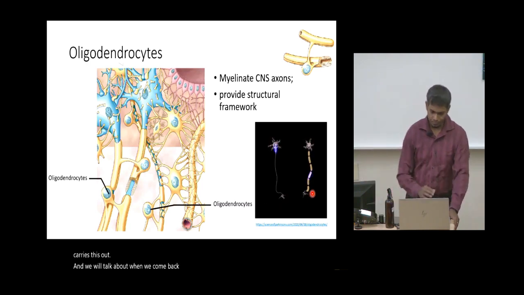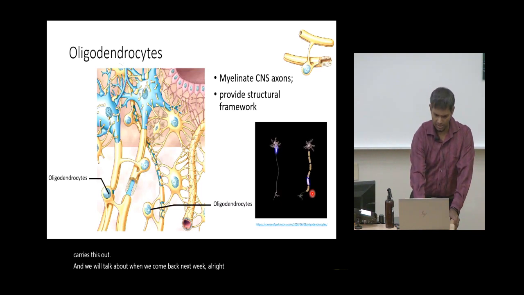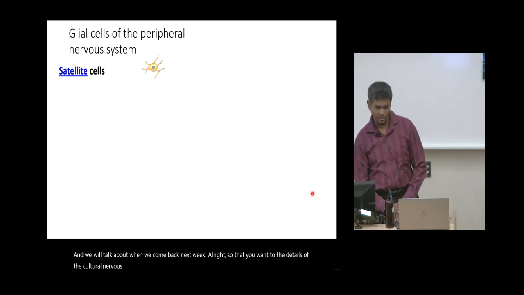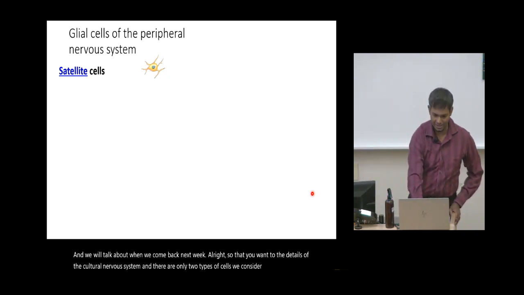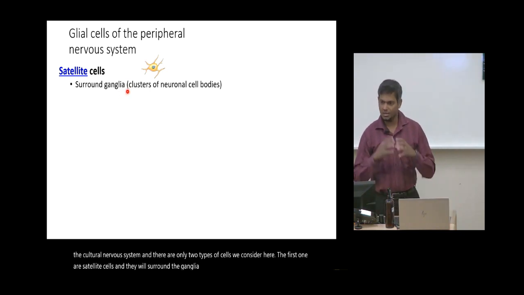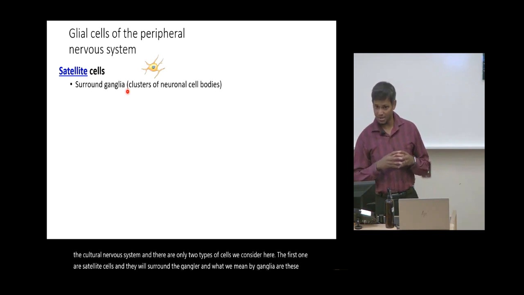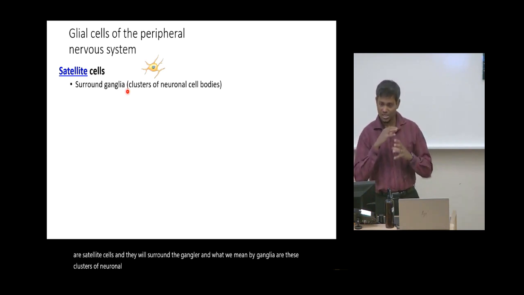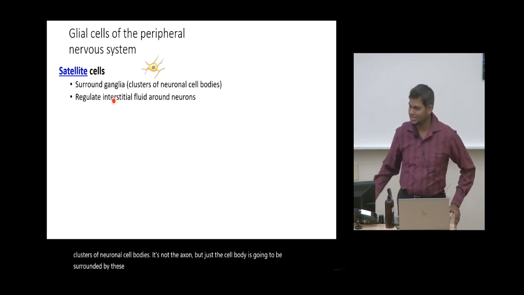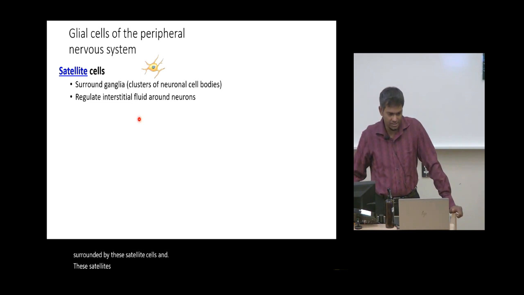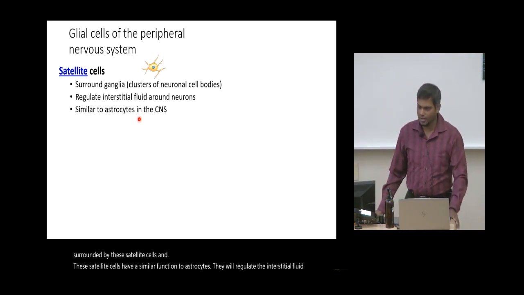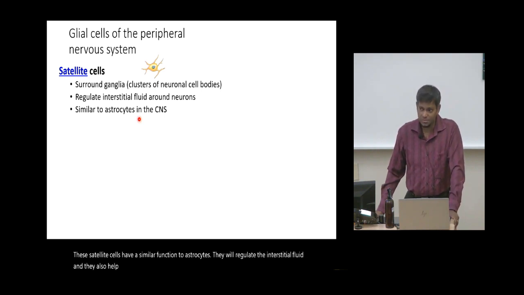All right. So with that, we move on to the glial cells of the peripheral nervous system, and there are only two types of cells we consider here. The first one are satellite cells, and they will surround the ganglia. What we mean by ganglia are these clusters of neuronal cell bodies. It's not the axon, but just the cell body that is going to be surrounded by these satellite cells. And these satellite cells have a similar function to astrocytes. They will regulate the interstitial fluid, and they also help to support the neurons in the peripheral nervous system.